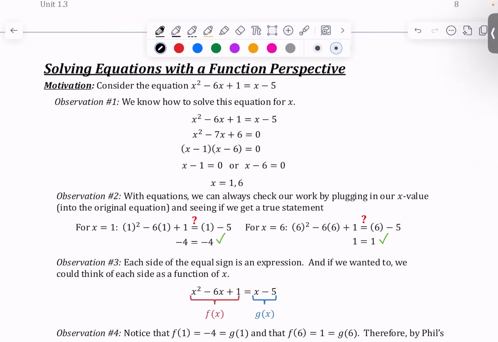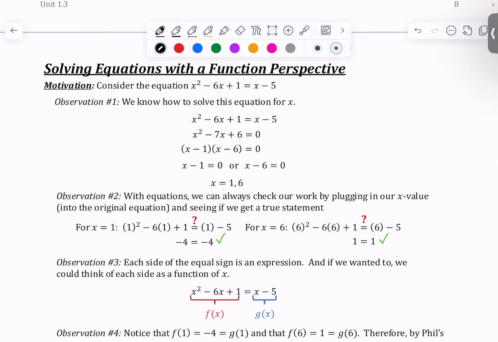If we're considering the equation x squared minus 6x plus 1 equals x minus 5, the first observation is that we know how to solve this. Bring everything to one side so that one side is 0. That way we can factor it and have a product equaling 0, and thereby use the zero product rule to get that the solutions are 1 and 6. Then we can check our work by plugging in the suggested values and seeing whether we get a true statement. If you plug in 1, you get -4 equals -4, a true statement. Plug in 6, you get 1 equals 1, also a true statement.